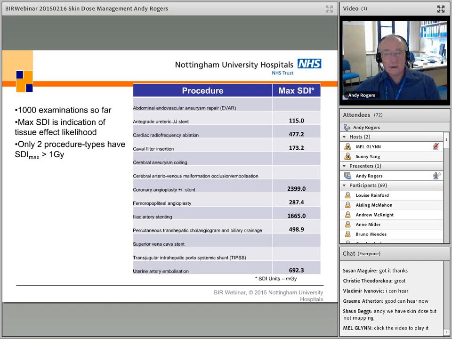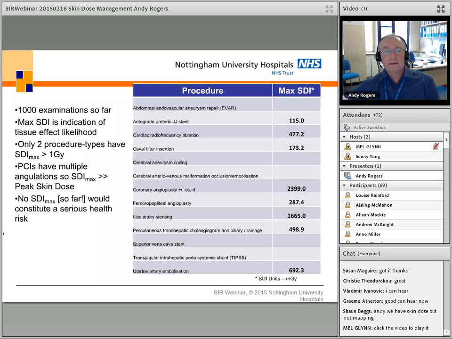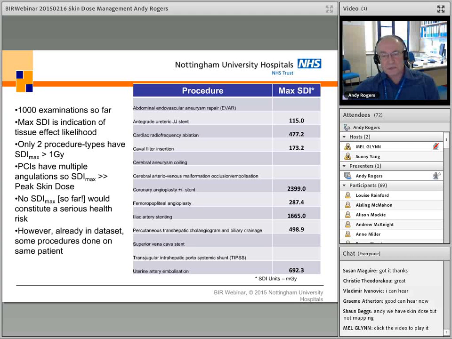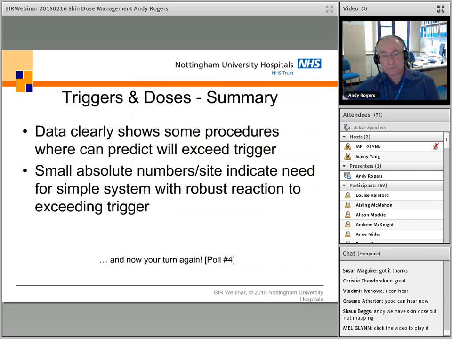Interestingly, though, even though we weren't seeing any large values in a single case, what we did see was that already in that 1,000 data set, the same patient was appearing more than once. So it could be that our biggest focus needs to be on repeated procedures. So let's just summarize the triggers and doses. What we're seeing is the odd one going over. Small absolute numbers, but you still need to react robustly to those that go over.